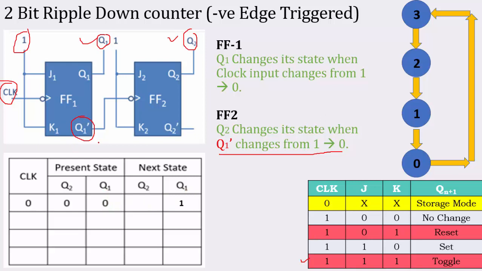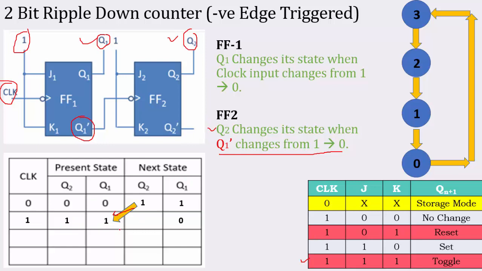What happens to Q1 bar? That will change from 1 to 0, and when Q1 bar changes from 1 to 0, Q2 also changes. So Q2 changes from 0 to 1. What should be the next? This will become over here, that is nothing but the present state. Now it will be the present state of the flip flop.